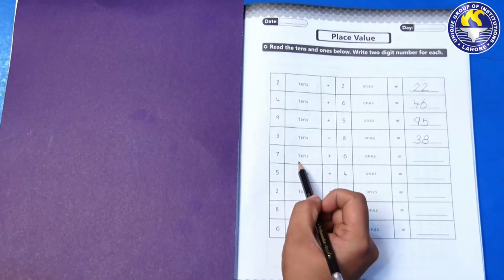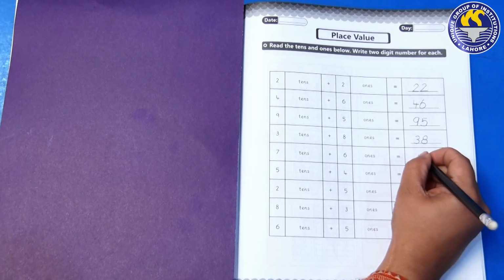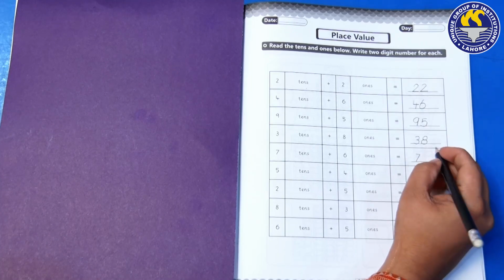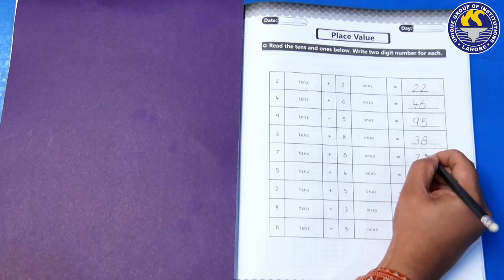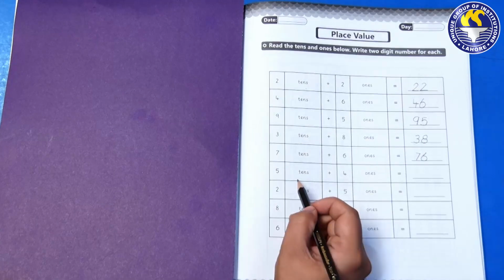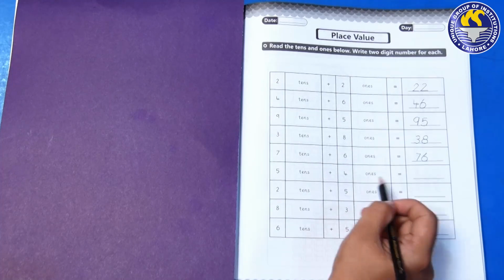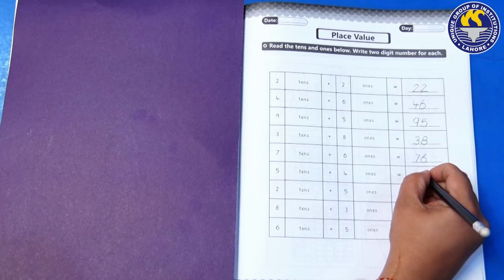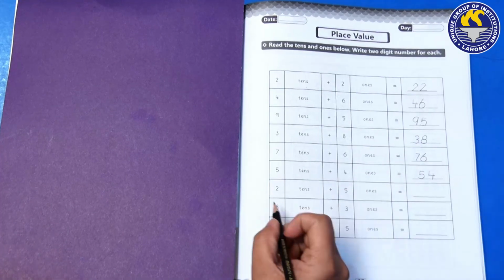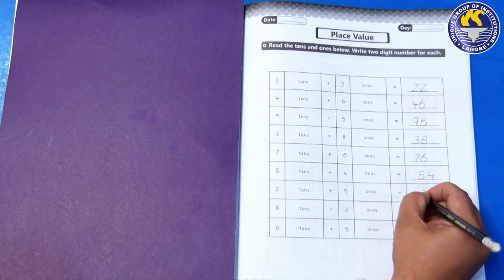Now, here we have 7 tens and 6 ones. For tens, where do we have to write it? We have to write it on the left side, 70. And we write the ones on the right side, which will be 76. Here we have 5 tens and 4 ones, which will be 54. 2 tens and 5 ones will be 25.